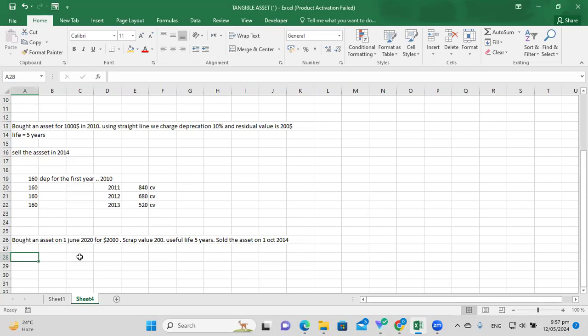So let's calculate the depreciation for the first year. Our cost is $2,000. Our scrap value is 200. And we will divide this by our useful life.